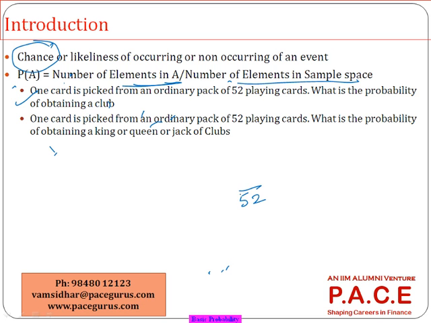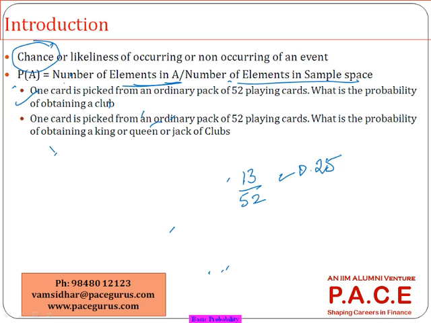Now clubs. There are 13 such cards which are clubs, right? So 13 are favorable to me. I can pick any one of those 13 cards. So there are 13 elements in the event A, out of 52 elements in total. That is the probability of picking up a club card.